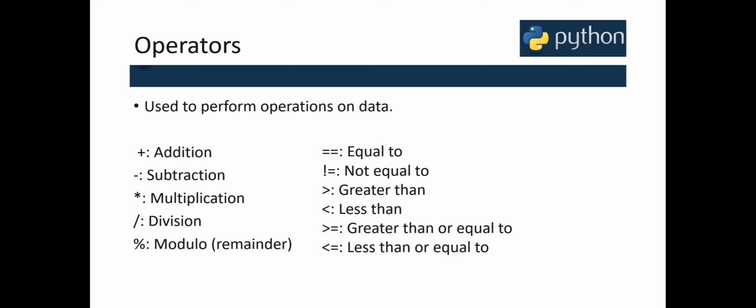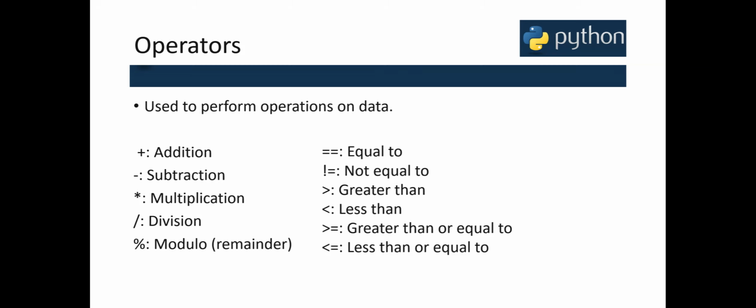Operators. Python has a variety of operators which are used to perform operations on data. Some of the most common operators include plus for addition, minus for subtraction, star for multiplication, forward slash for division, percent symbol for modulo, that is remainder, double equal to for equal to, and exclamation equal to symbol for not equal to. Similarly, combine the angle brackets with equal to for greater than or equal to and less than or equal to.